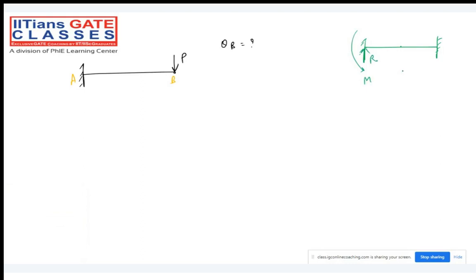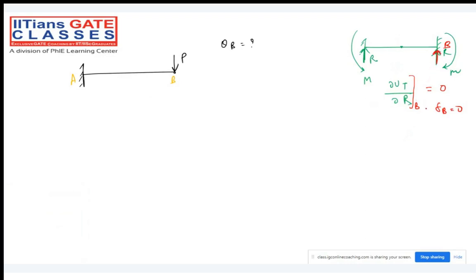You can take the total strain energy with respect to the load or moment, whatever the reaction force is, and with respect to that reaction force you can take it at the B point and equate it to zero, because the deflection at B is ultimately zero. So if you are able to find the total strain energy for this fixed beam, then you can differentiate with respect to R, because the load applied there is R, and equate that to zero.